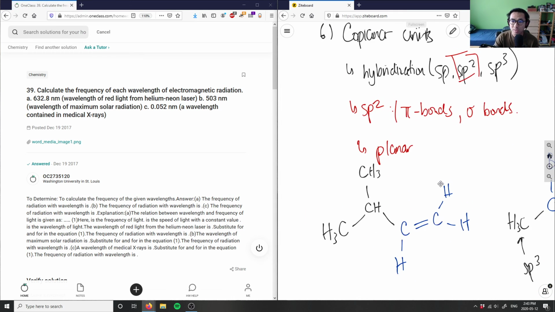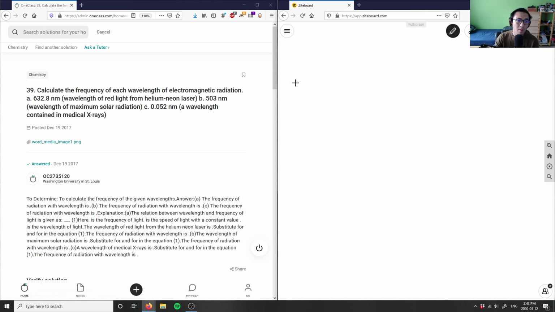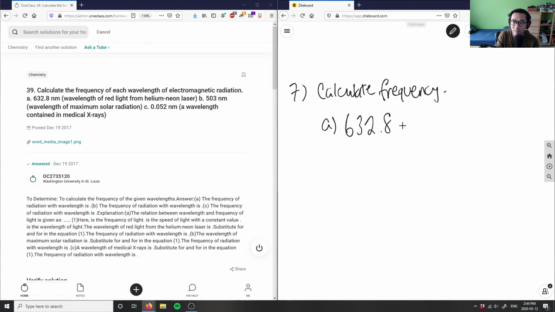Let's look at number 7. It is to calculate the frequency of each wavelength of electromagnetic radiation. So I want to calculate the frequency, right? The first one is 632.8 nanometers. B here is 503 nanometers. C here is 0.052 nanometers.